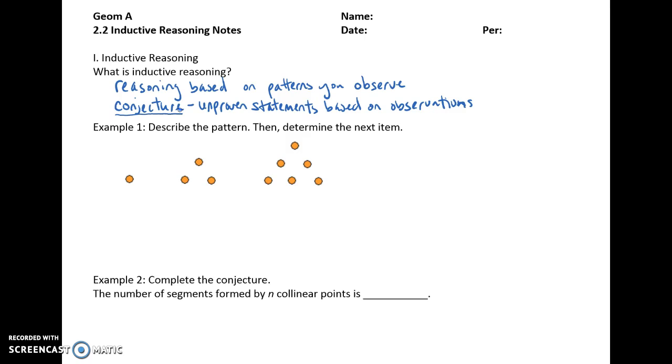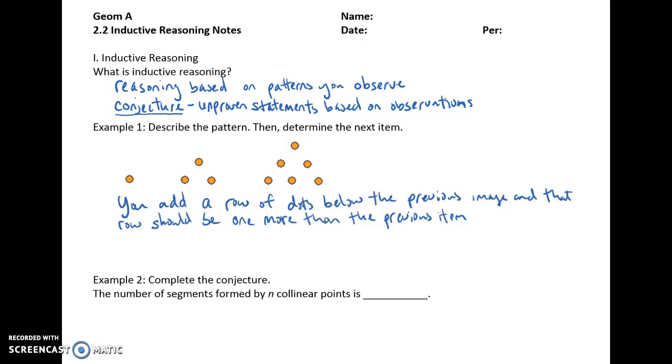So for example, if you take a look at example 1, I want you to be able to describe the pattern and then use your best guess, your educated guess, almost like a hypothesis here, and come up with what you think the next item will be. So if you look at example 1, I've got 1 dot, 3 dots, 6 dots. What do you think will happen next, and how did you come up with that pattern? So take a moment and use your own words to try to describe the pattern, and then let's think about what happens next.